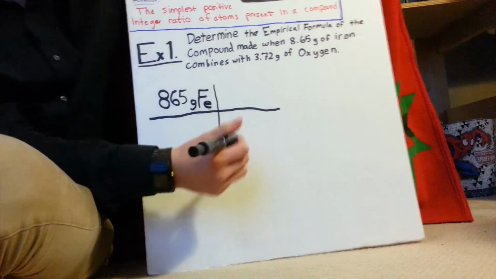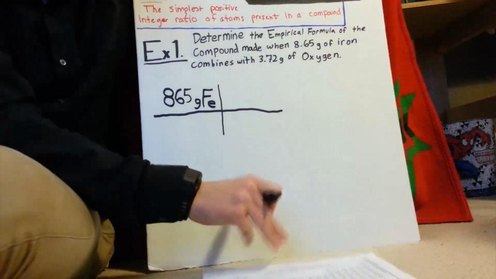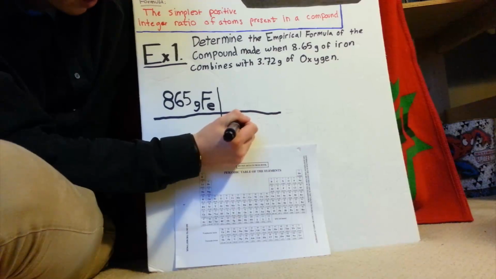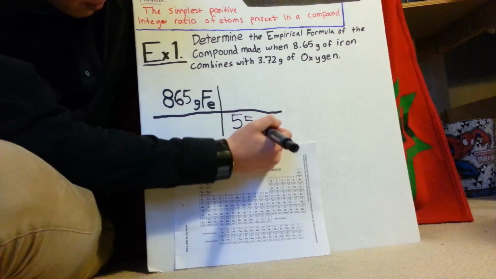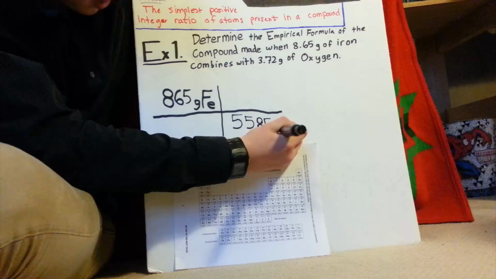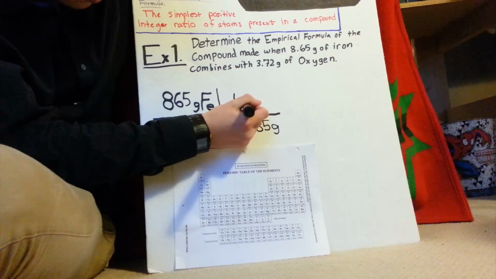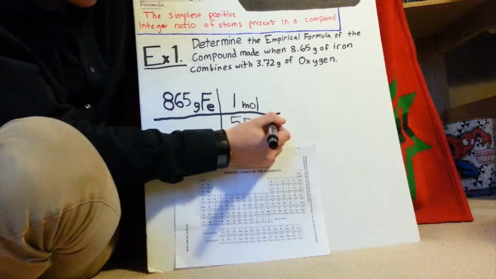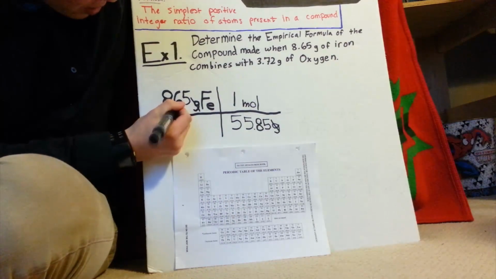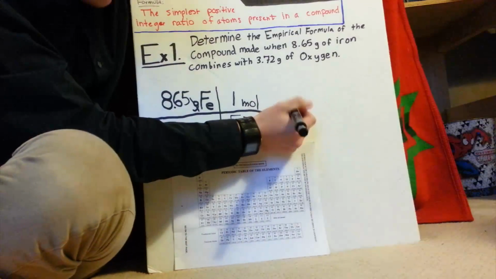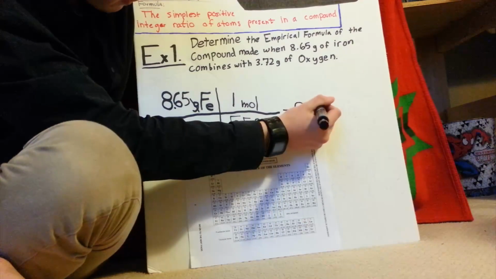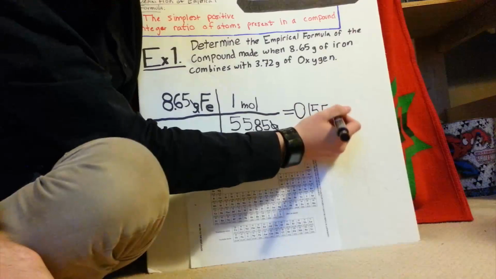And then down here beneath it, we're going to get the atomic mass of that element, which in this case is iron, and our atomic mass is 55.85. Put that in grams as well. And on top we're just going to put 1 mole. And your grams are going to cancel out. And what you'll do is divide this first number by the second one. And in this case, that gives us 0.155 moles of iron.